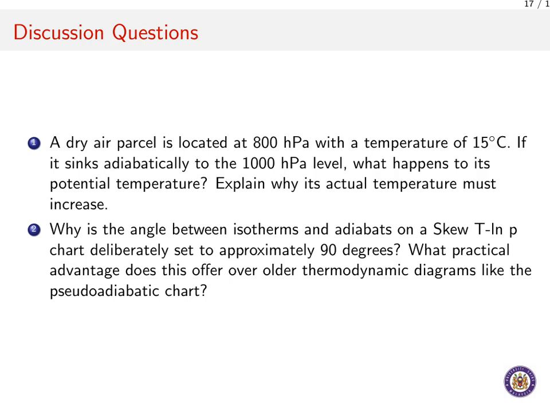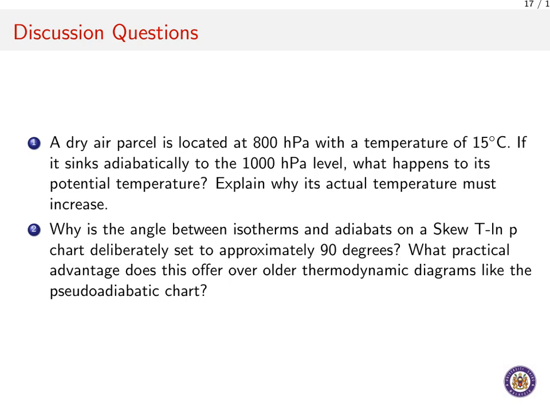Let us think through these questions together as they get to the heart of using thermodynamic diagrams. For the first question, if an air parcel sinks adiabatically, it means no heat is exchanged with its surroundings. By definition, potential temperature is the temperature a parcel would have if moved adiabatically to a standard pressure level, so it remains constant during this process. However, as the parcel sinks from 800 to 1000 hectopascals, it is moving into a region of higher pressure. This increased pressure compresses the parcel, doing work on it and increasing its internal energy, which we observe as a rise in its actual temperature.